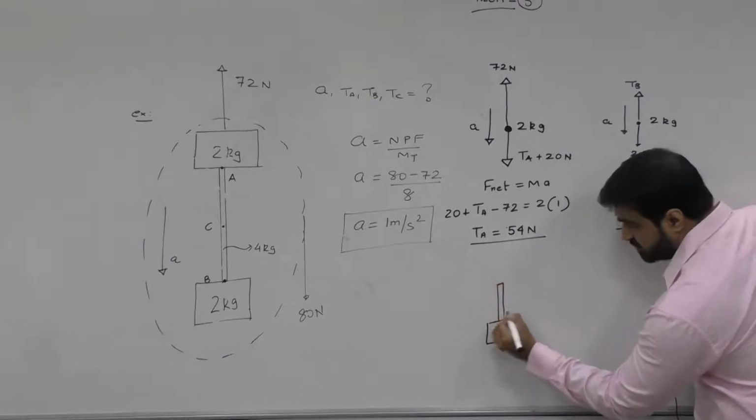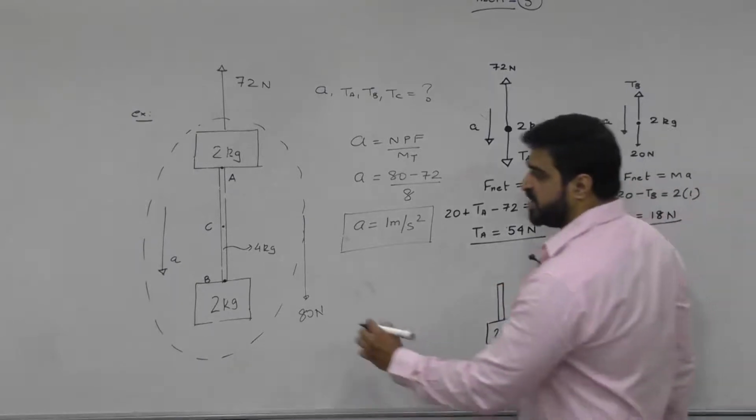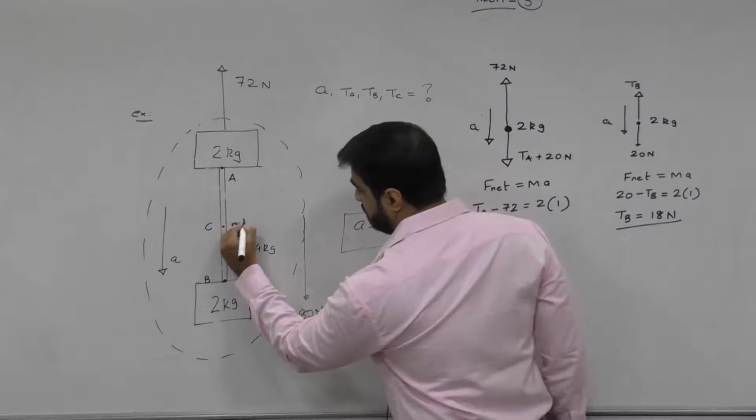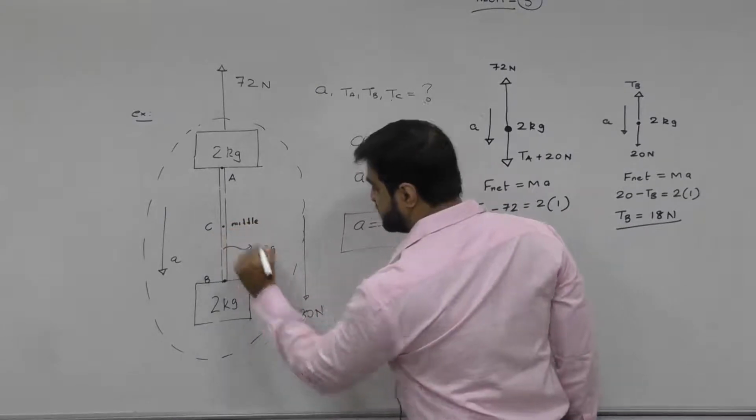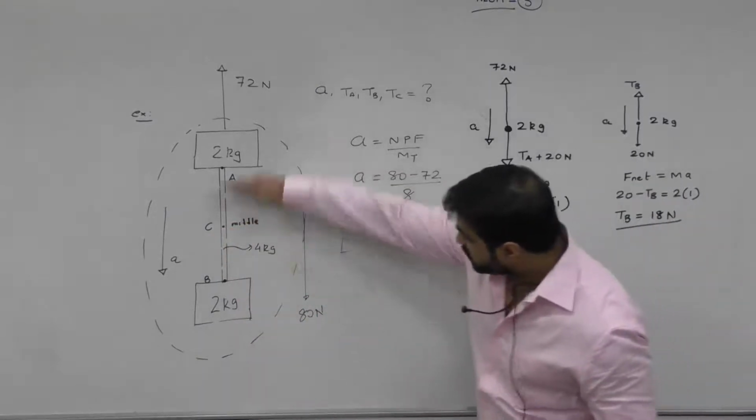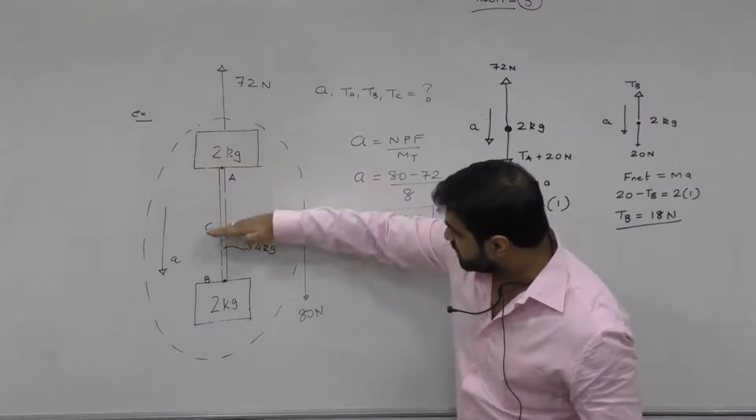This is the rope, right? The C is in the middle. They are telling you that C is in the middle. Since it is there in the middle, the 4 kg will be divided into 2 kg up and 2 kg down.